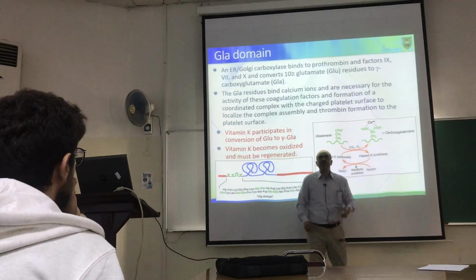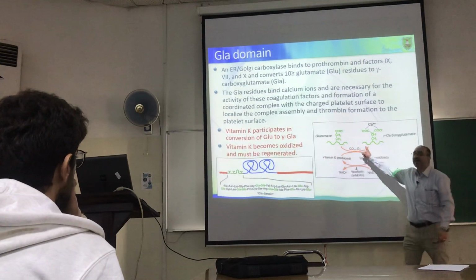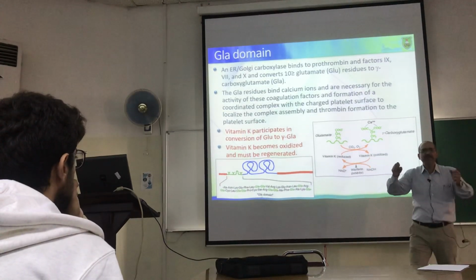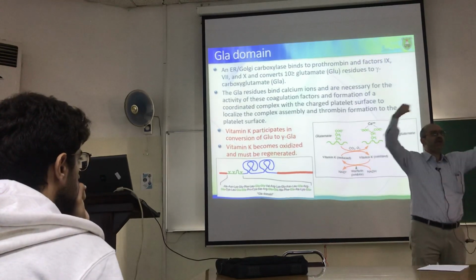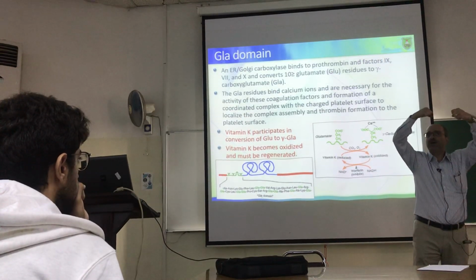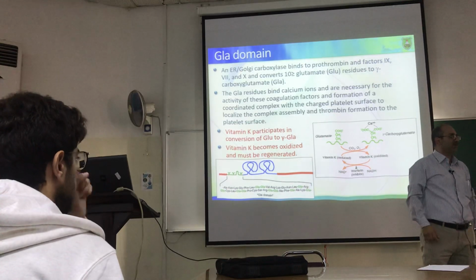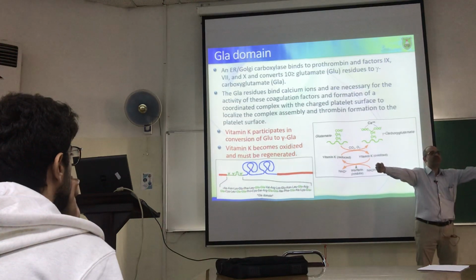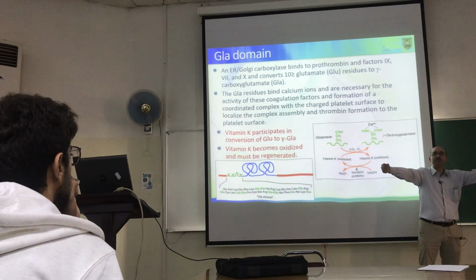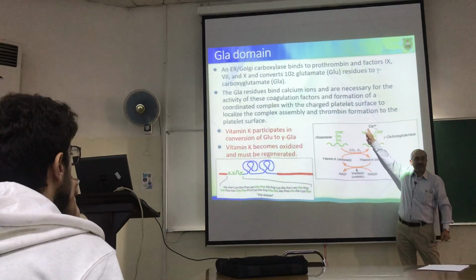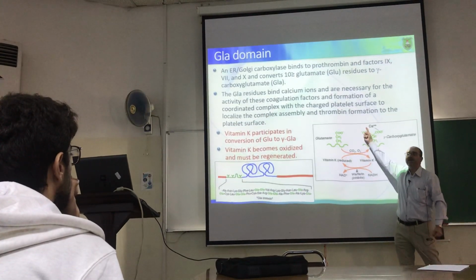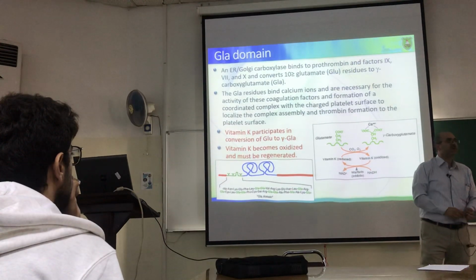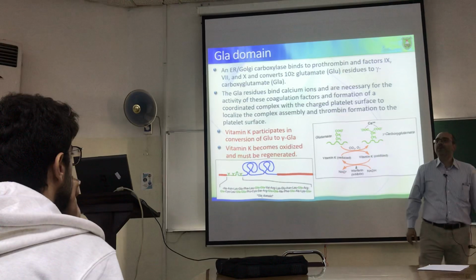The importance of carboxyglutamate is that it can be chelated. What does chelated mean? It means that you have two groups that can interact with a common ion, like the calcium ions. Okay? So you have this calcium ion that makes an interaction with two carboxylic groups. Why is that important? Because now this positively charged calcium ion can make an interaction with the negatively charged phospholipids on the surface of platelets.